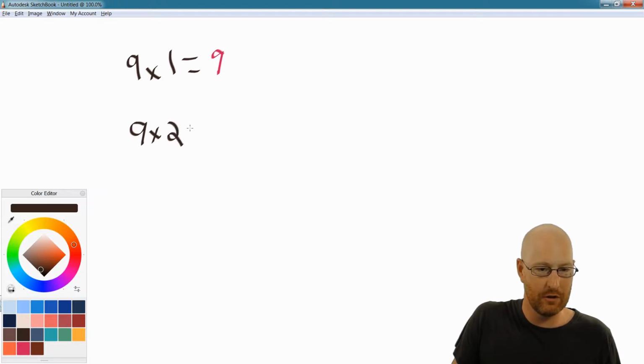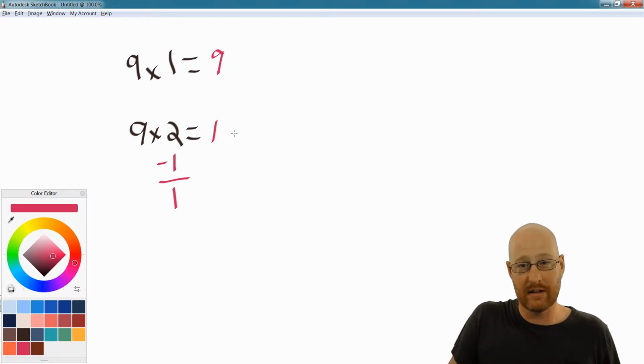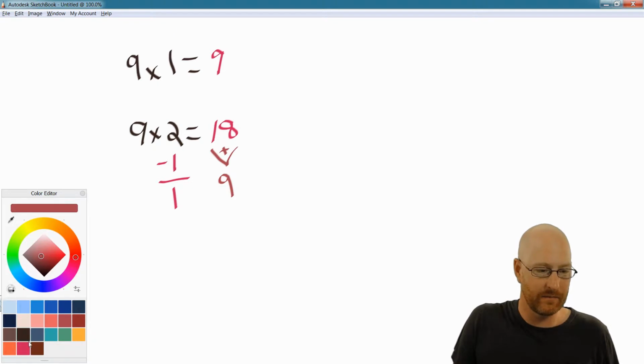9 times 2 equals. So here's how the trick works. You take the number you're multiplying by, in this case 2, and you just subtract 1 from it. And then we move this up here. Now, we need to think to ourselves, 1 plus what equals 9? In this case, 1 plus 8 equals 9, right? We can confirm that by adding 1 plus 8, and that's 9. Pretty simple.